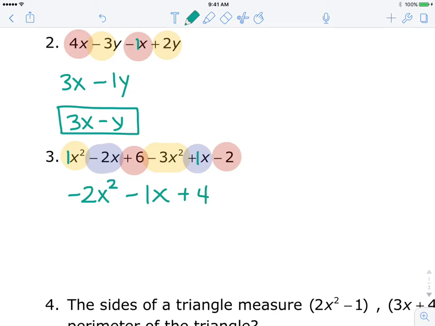And so my final answer actually stays because none of these three terms are like terms. So my final answer is negative 2x squared minus x plus 4.